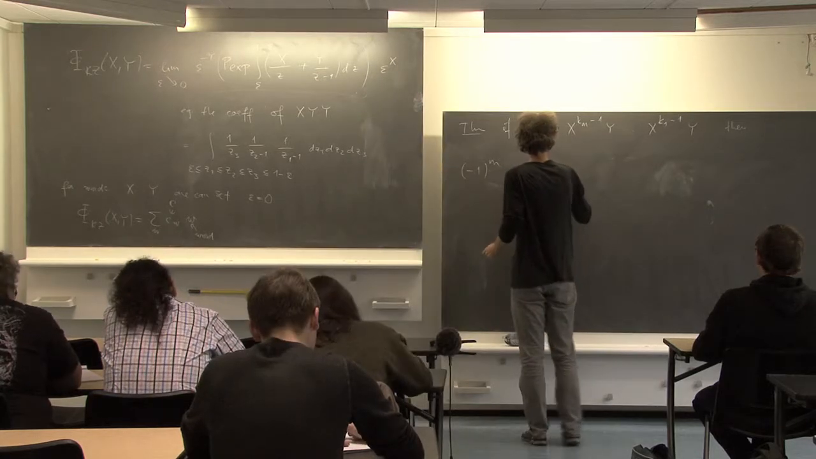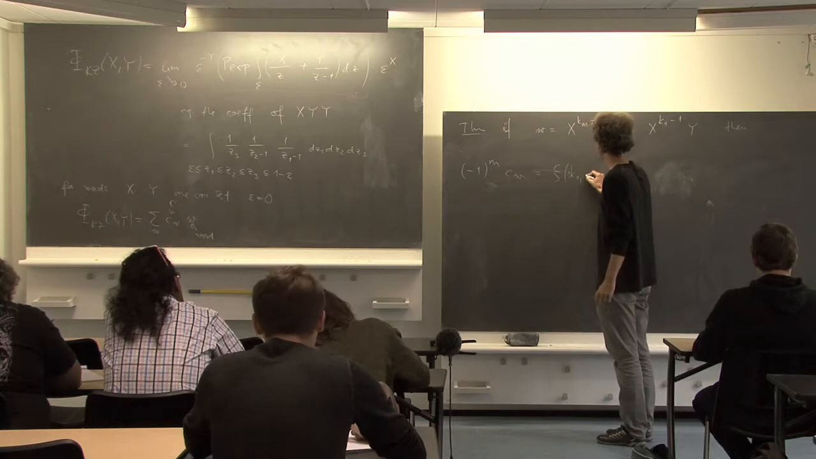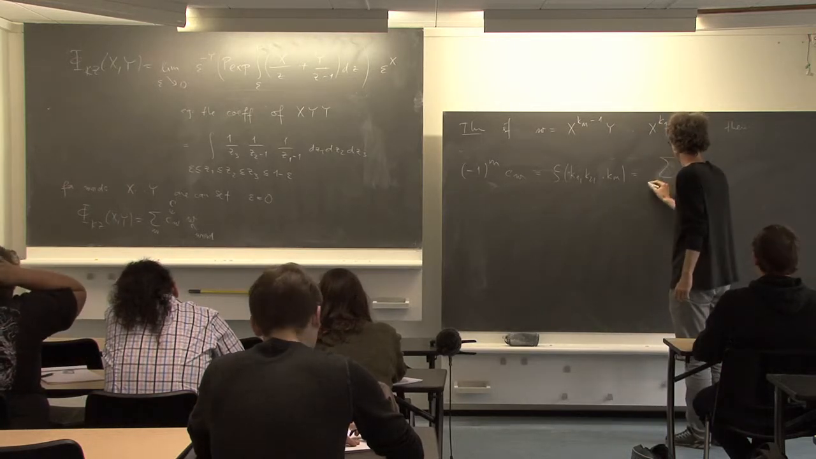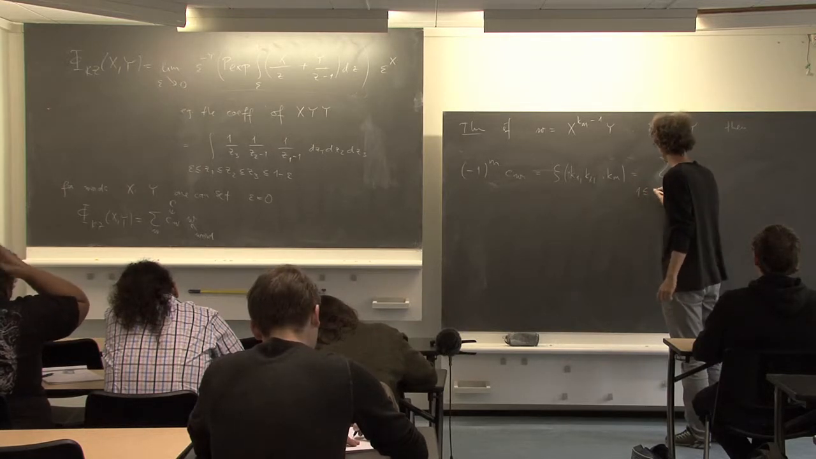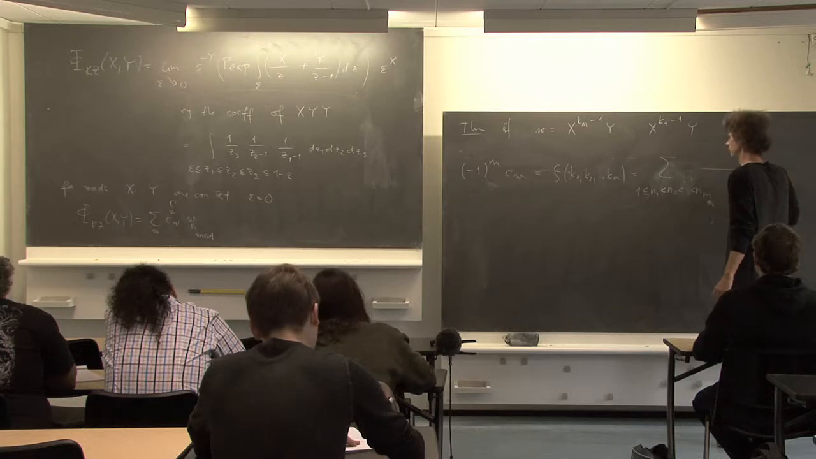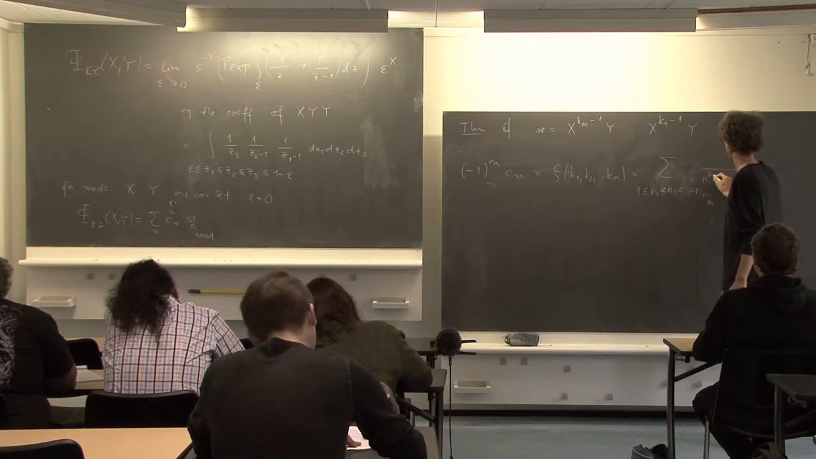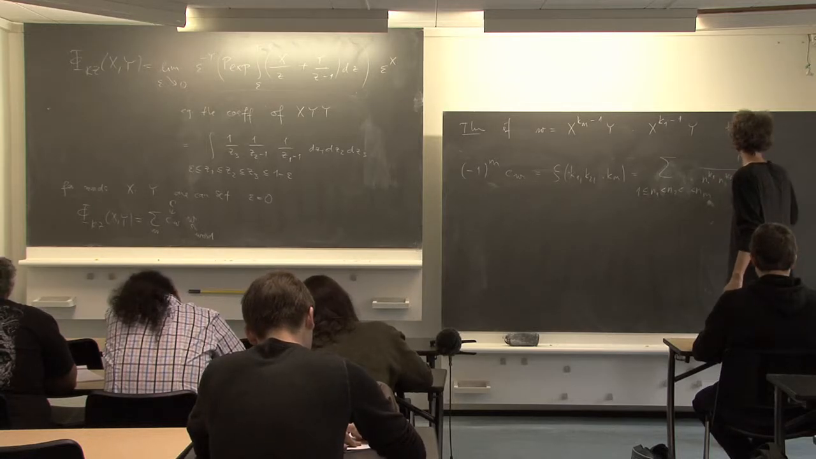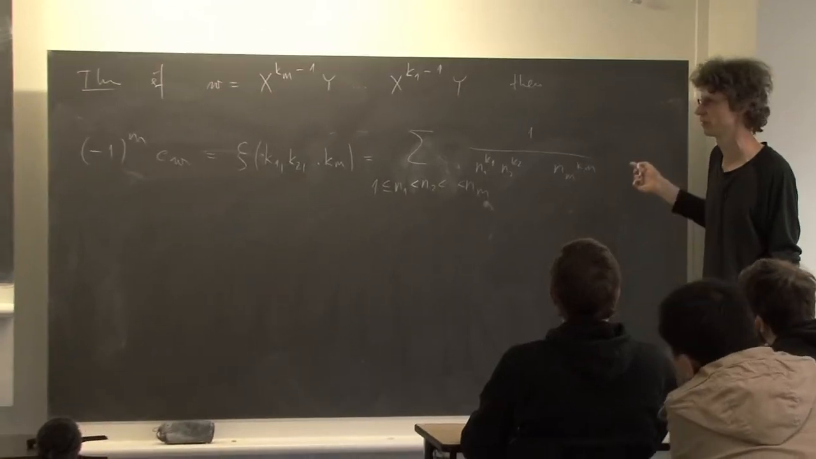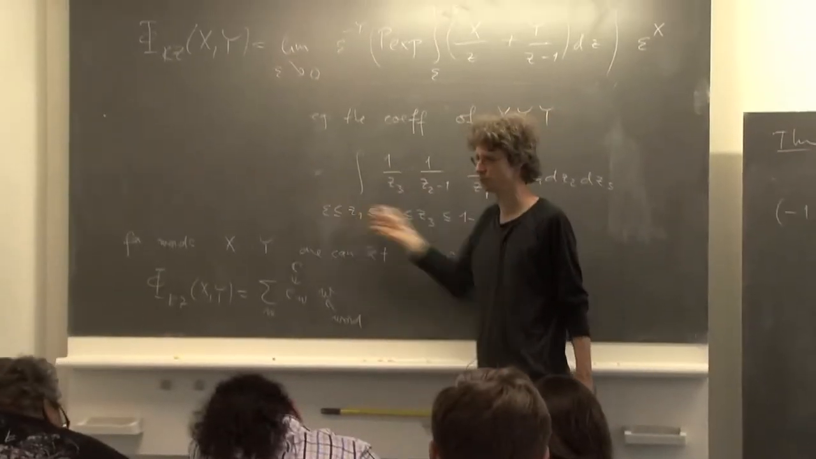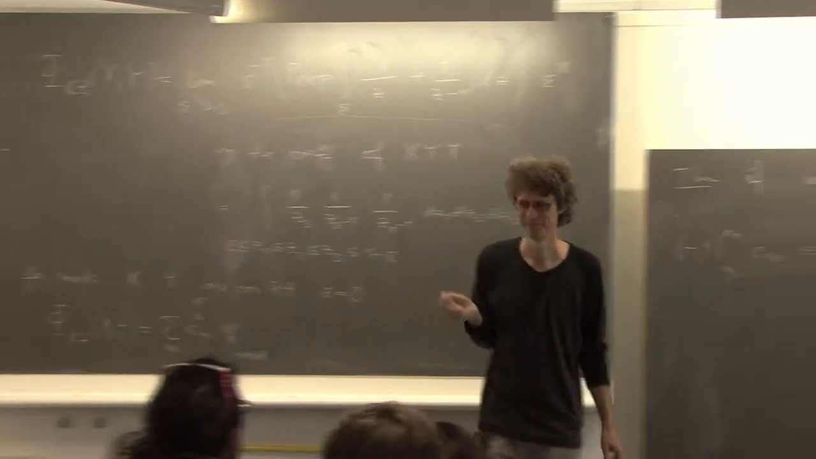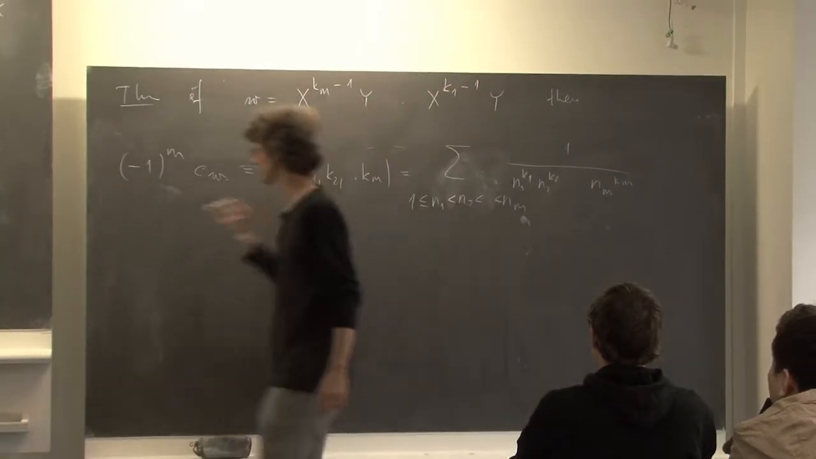So this guy is equal to what is called a multi-zeta value, ζ(k_1, k_2, up to k_m), which is the sum over 1 ≤ n_1 < n_2 < ... < n_m of 1 over n_1^k_1, n_2^k_2, up to n_m^k_m. So it just says that this integral where we set epsilon equal to 0 can be replaced with its series, which is equally mysterious as this integral. But so let's prove this thing.